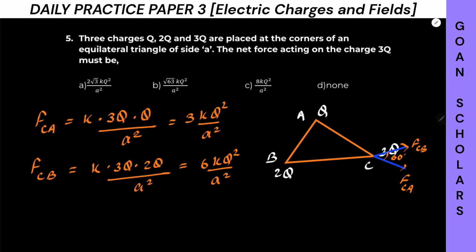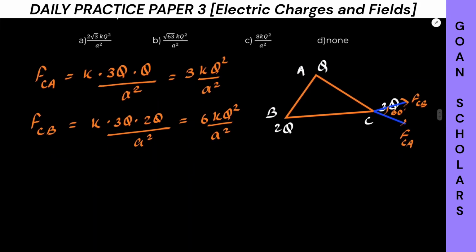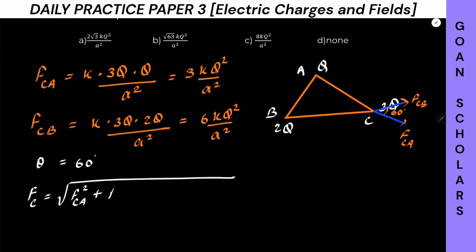We found the forces on both. Now, are they equal? No. So be very careful here. Theta here is 60 degree. Correct? So let's use the resultant formula. So our net force on C using the resultant formula will be root under FCA square plus FCB square plus 2 times FCA, FCB cos of 60 degree.